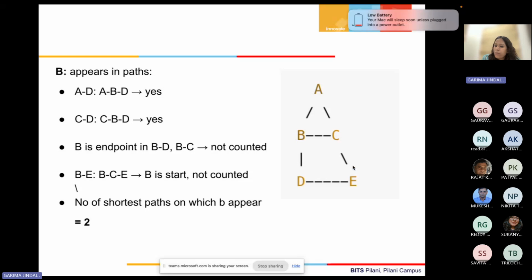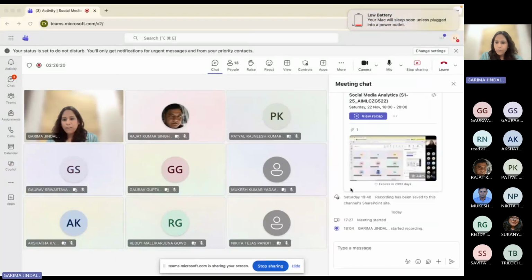Again, from B, from E and from D, we will be calculating. So this is how we calculate the total number of shortest paths that pass through a particular node, and then we divide it by the total number of shortest paths in the entire network. So that gives you the betweenness centrality. So yeah, with that we end today's portion.